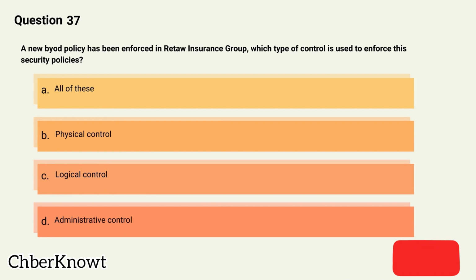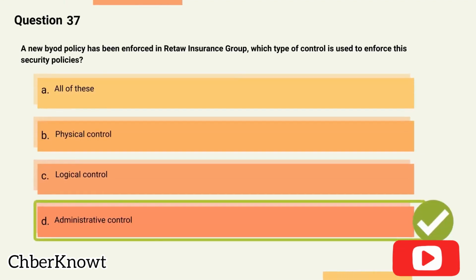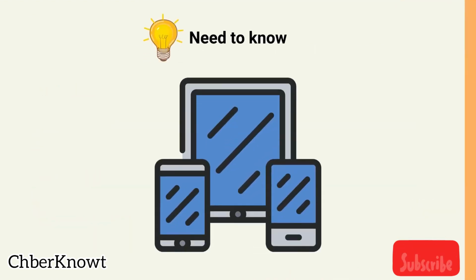Option A. Administrative control. Option B. Physical control. Option C. Logical control. Option D. Administrative control. The correct answer is Option D. Administrative control. Explanation. Administrative controls are used to enforce security policies and procedures. Examples of administrative controls include security policies, procedures, standards, and guidelines.